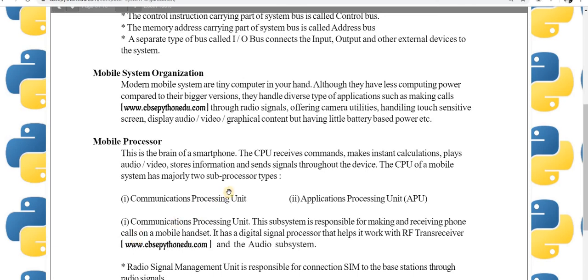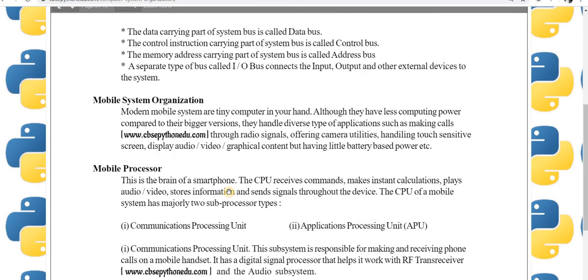In this video, we will talk about mobile system organization. In this era of smartphones, we really need to know about the mobile system, how it works, and the processor, all these things. Okay, so let's get started then.